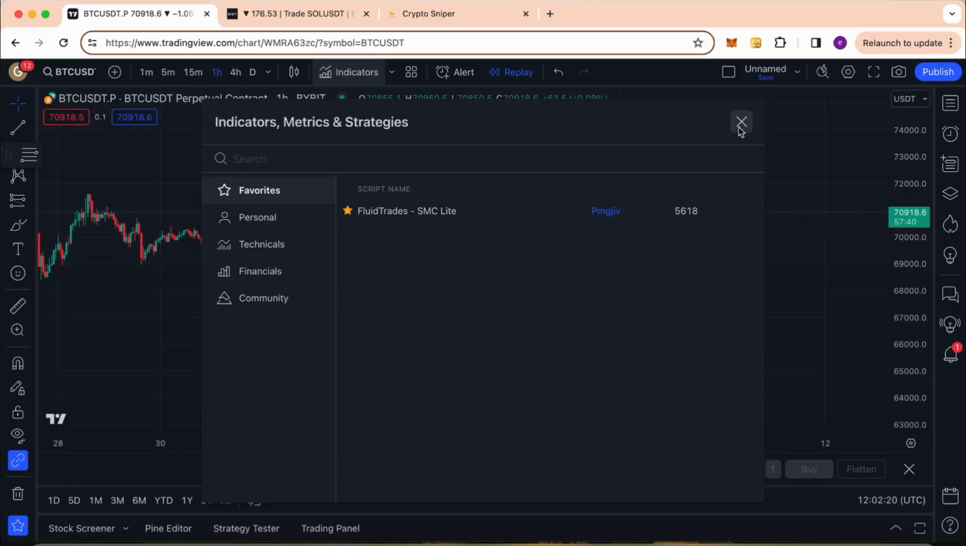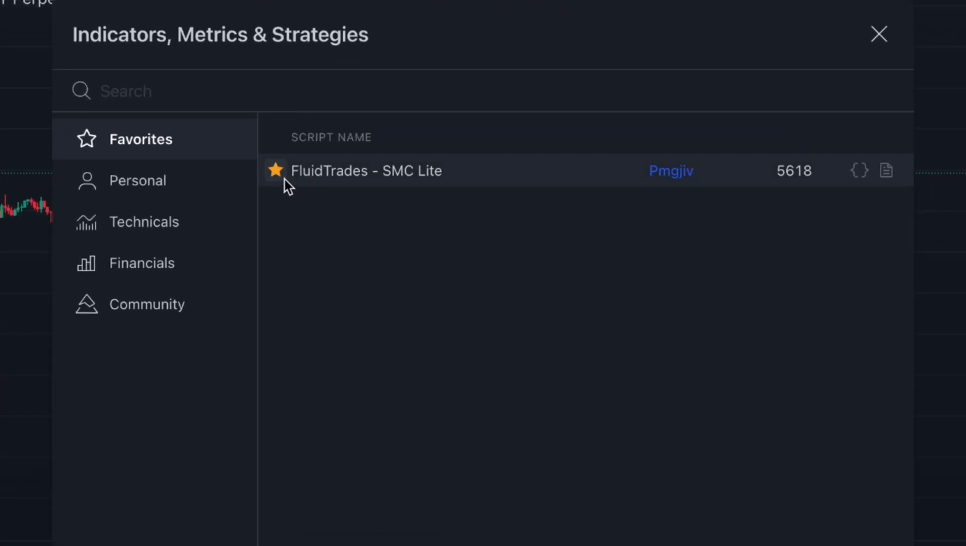Let's go ahead. So we start to add our indicators that you will see here, because I already added my favorites, because I honestly use it a lot for scalping, for swing trade, for any time frame. It's very perfect. You will find here type fluid trades.